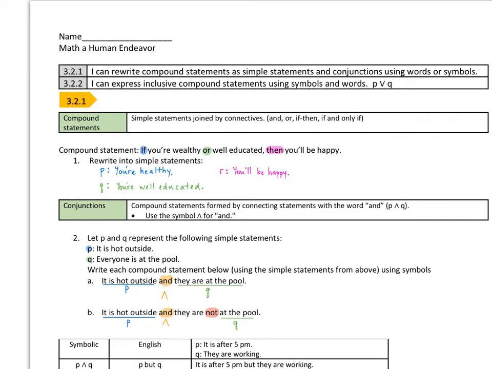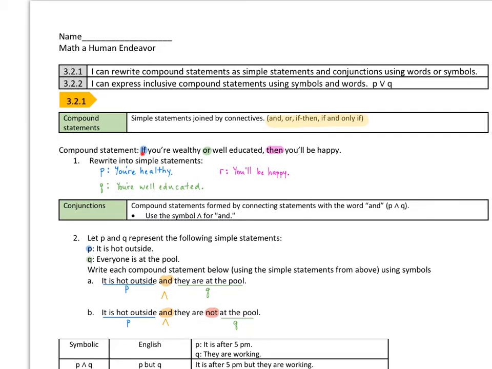The first part of this section is dealing with compound statements. Compound statements are statements that are joined by connectives: and, or, if then, if and only if. Looking at this first example, the compound statement, if you're wealthy or well-educated, then you'll be happy, we want to break this apart. Compound statements are broken apart by these words or phrases.